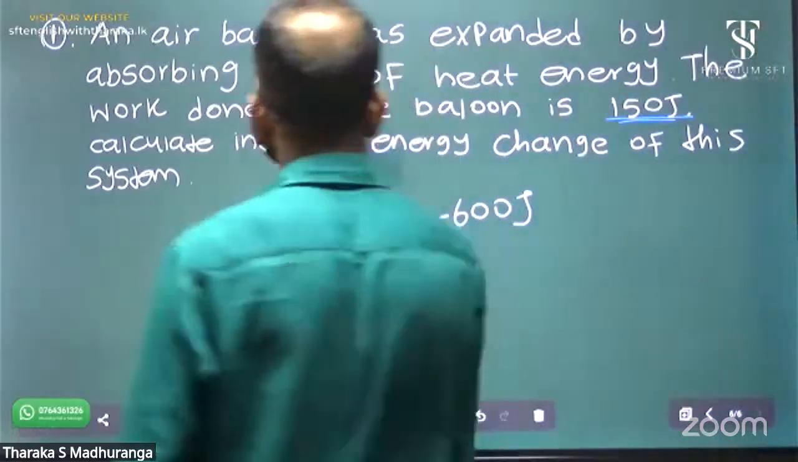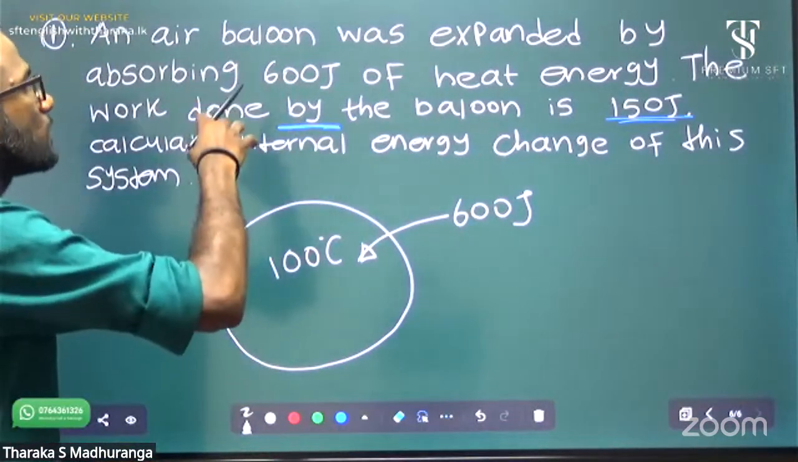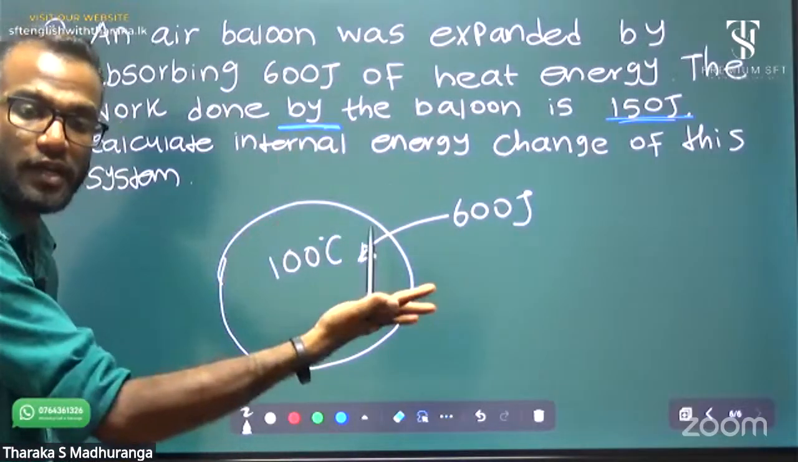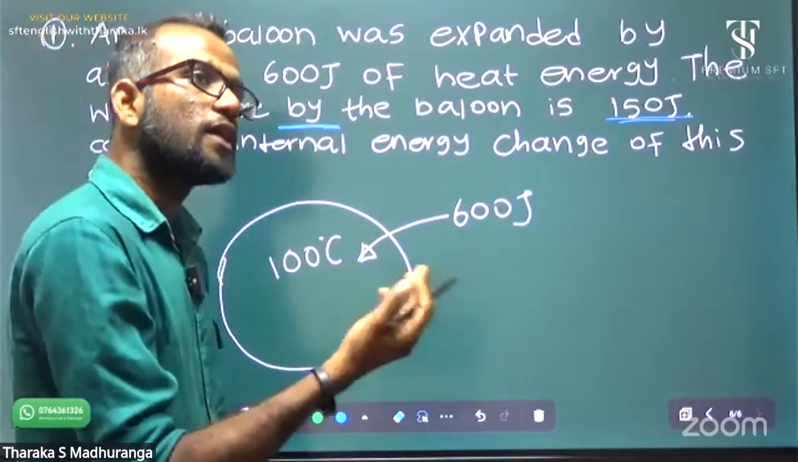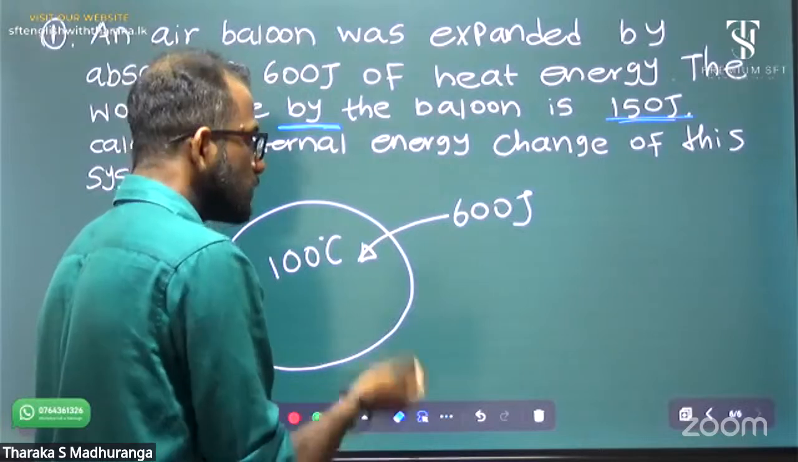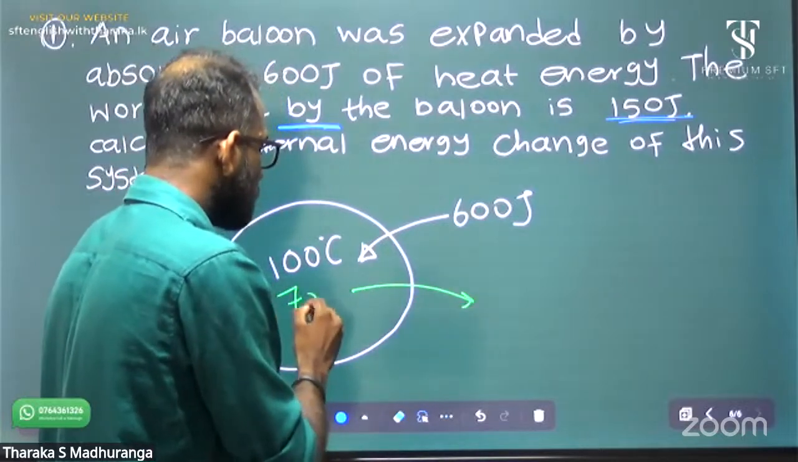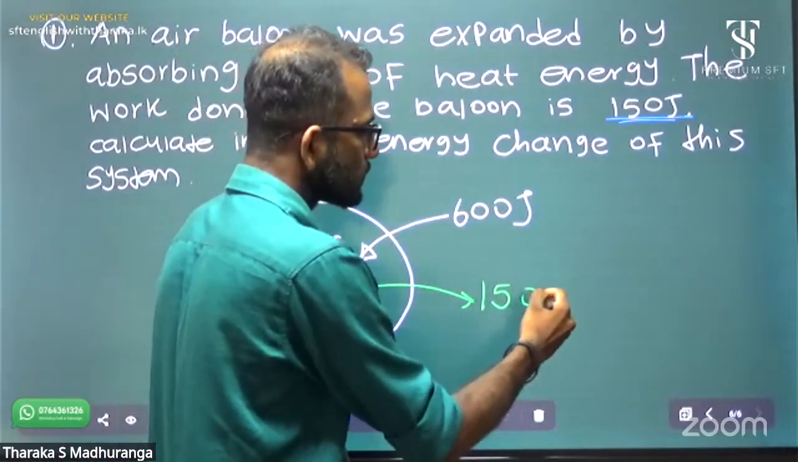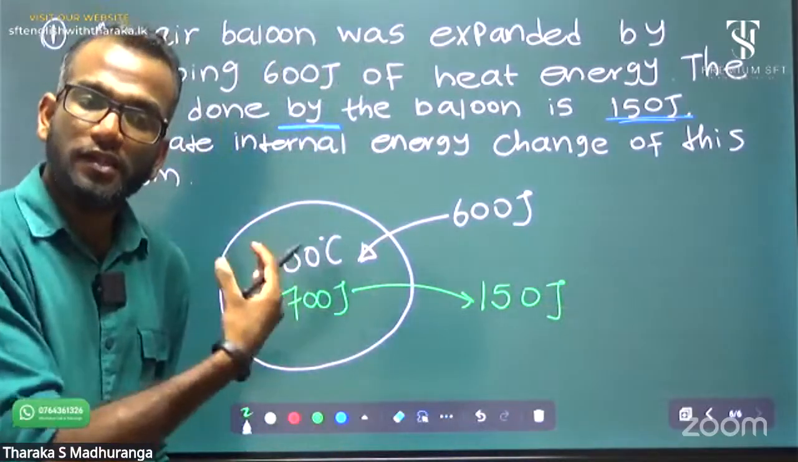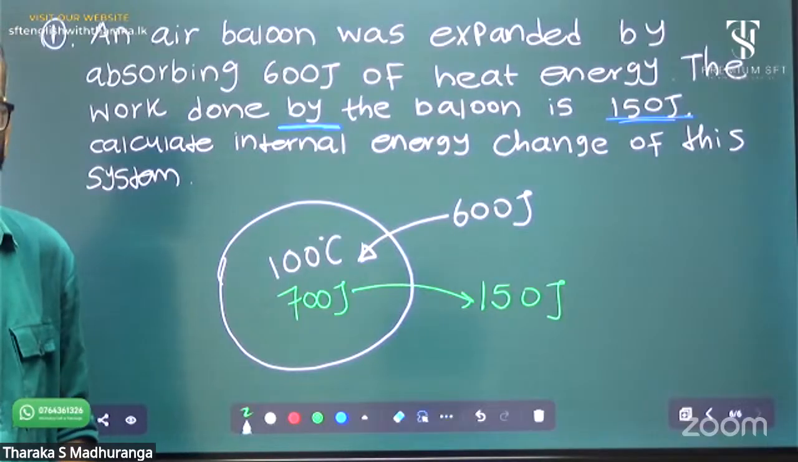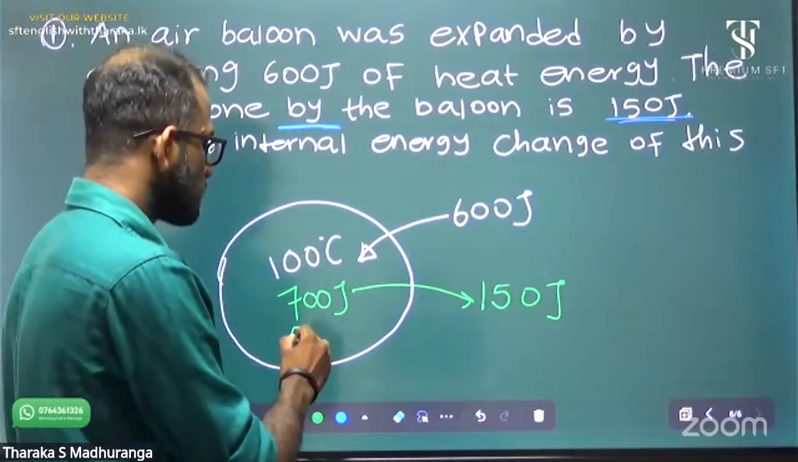And the work done by the balloon. The balloon has done some work. Work means energy transformation, it's a measure of energy transformation. So it's doing some work, meaning it removes some from the 700. How much? 150 joules. Then what is the internal energy remaining? 550.